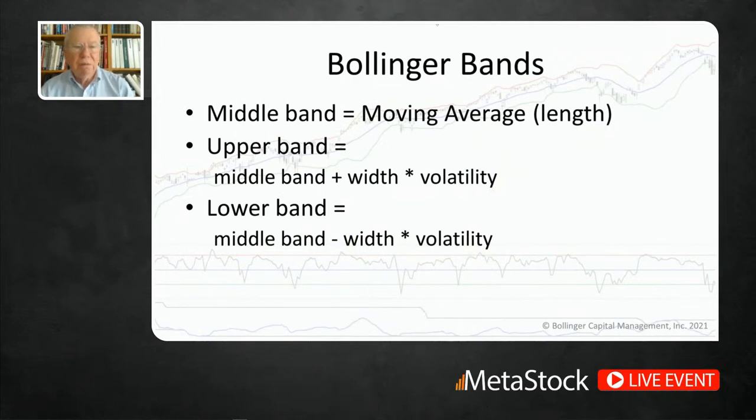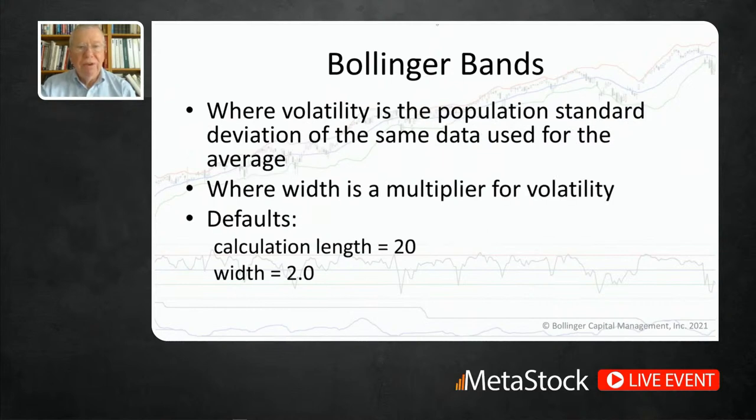So here's the actual definition of Bollinger Bands. The middle band is a moving average of length, again, 20 is the default. The middle band plus width times volatility equals the upper band. The middle band less width times volatility is the lower band. And volatility is the population standard deviation of the same data that is used for the average.